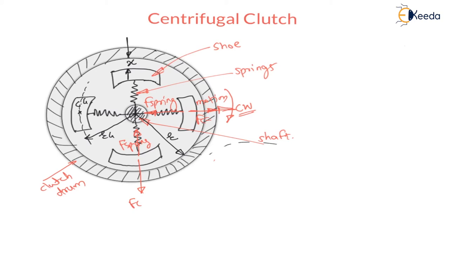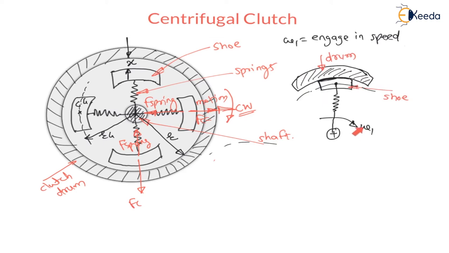Now let us consider omega 1 as the engagement speed, or the speed at which there is engagement. Engagement speed means at omega 1 speed, let us say the shoe and brake drum come into contact, right? Now at omega 1 angular speed, there is contact between shoe and drum. Therefore now the shoe is rotating at a different radius. Now let us say this is rg dash. Now can I say this rg dash is equal to initial radius rg plus spring deformation x, right? Rg dash is equal to rg plus x, right?